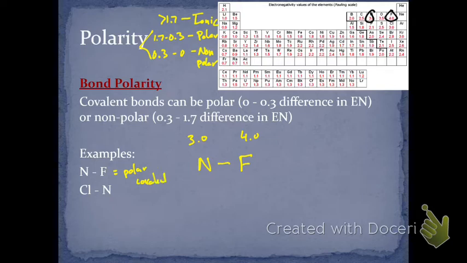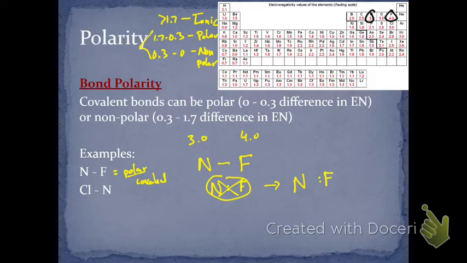Well, if you remember, polar means they're sharing unequally. Fluorine is stronger, has a greater electronegativity. So what that means is the pair of electrons that is shared between nitrogen and fluorine isn't shared equally. It's actually shared unequally. So it doesn't look like this. Actually, in real life, it looks more like this, right? Where fluorine kind of holds onto those electrons a little more tightly, just because it's stronger, it has a greater electronegativity.